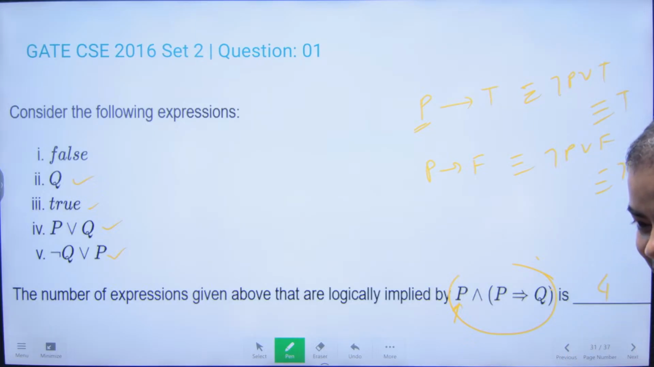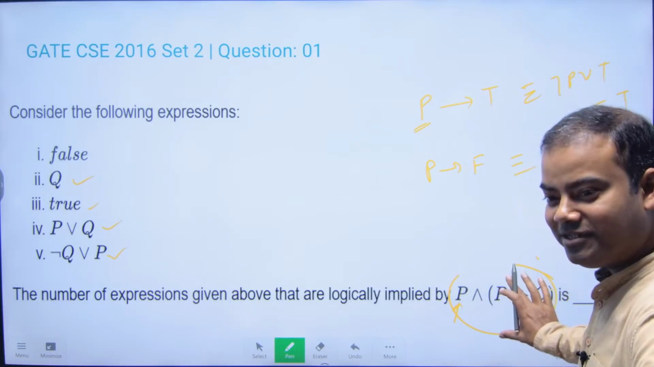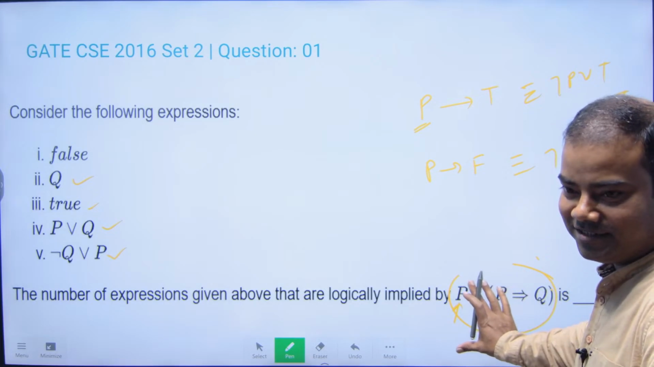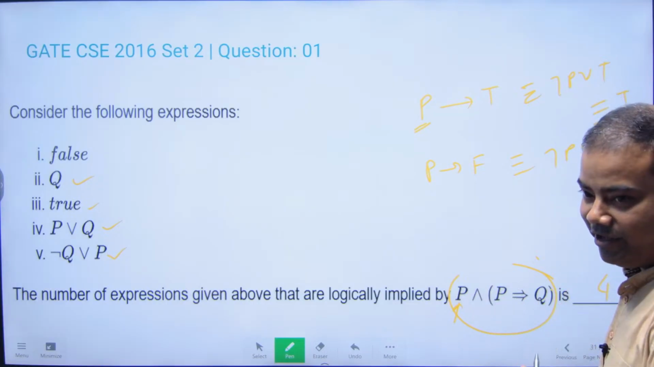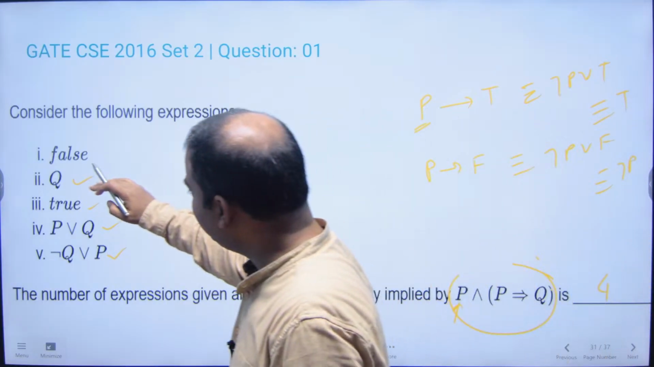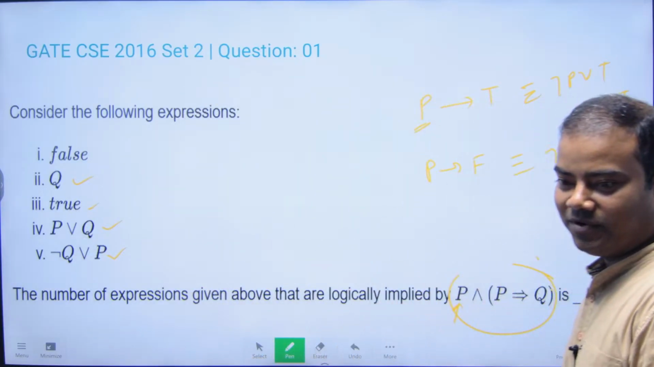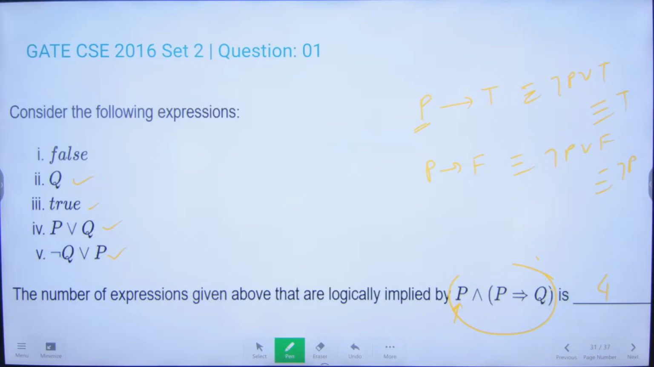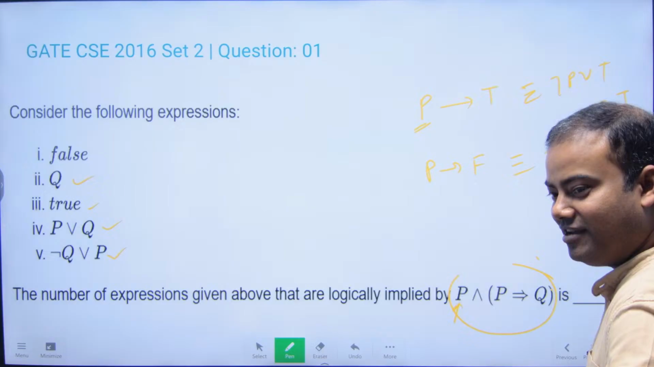So now you think that this is a very easy question, because just by looking at it, it is modus ponens, so you can easily say that Q, but the answer is not only Q, the answer is 4. Is it clear? That's why this is a great question. Okay. Now it is clear.